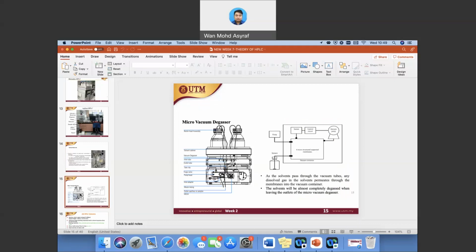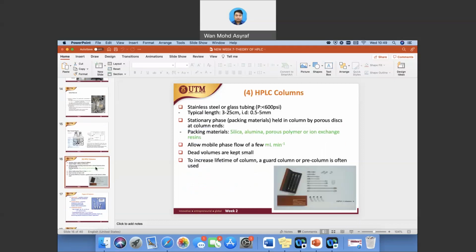So this is another part of the solvent reservoir, you can have a look at it. All right, so now we are going to look into the column itself. Now you would know that for normal phase, you need a polar stationary phase. For reverse phase, you need a non-polar stationary phase.